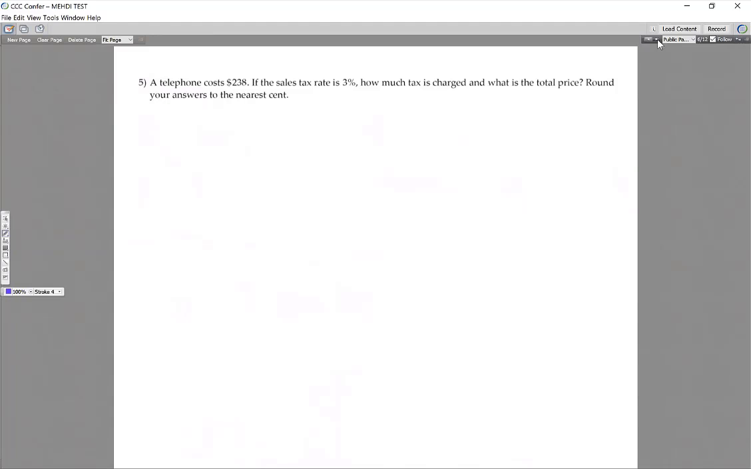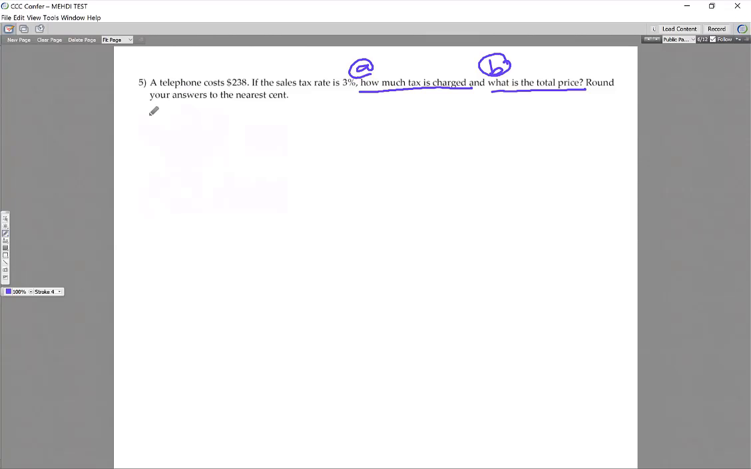For number 5, this is a bit of a two-part question. We're told that a telephone costs $238. If the sales tax rate is 3%, how much tax is charged, and what is the total price? Round your answers to the nearest cent. So there are two parts to this question because we're asked how much tax is charged, right? So that's our first question. I'm going to call that A. And we're also asked what is the total price? So that's our second question, and we'll call that B.